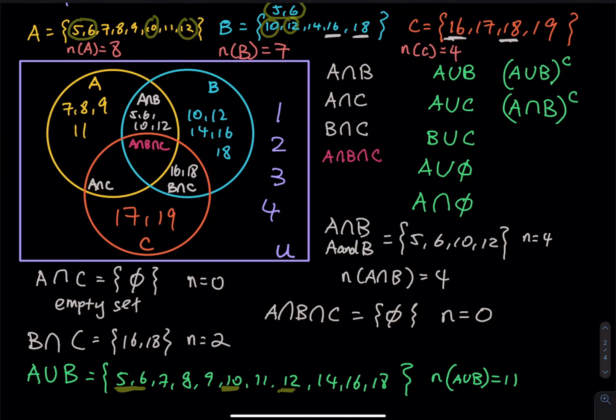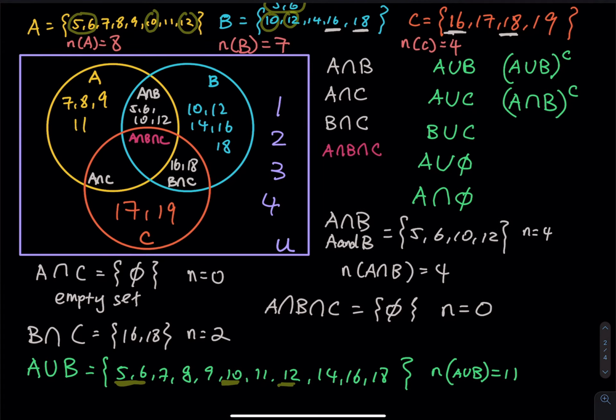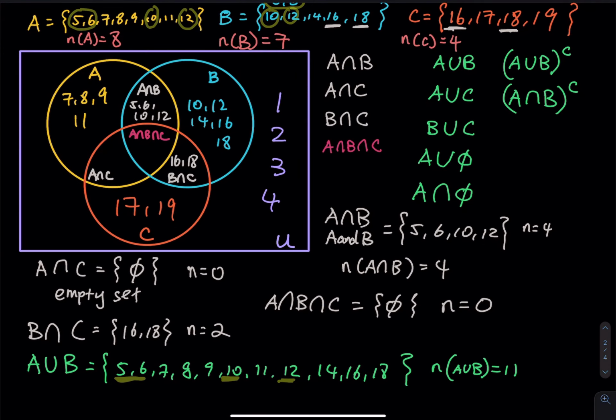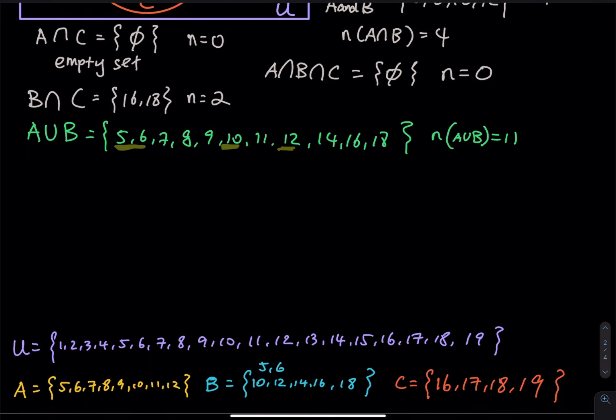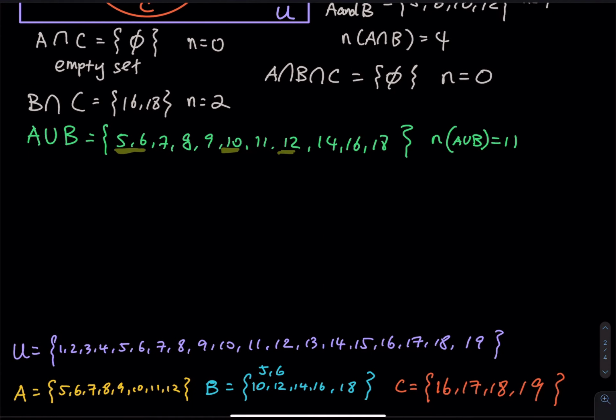What about A union C? A union C. So let me just go up a little. I can also copy and paste this over. So yes, I can just use this right here. So the next one is A union C. Do they share any numbers in common? No, then just go for it. You don't need to worry about repetition.